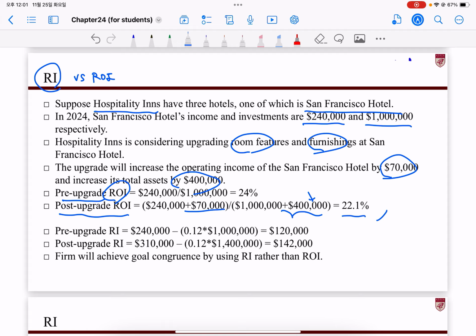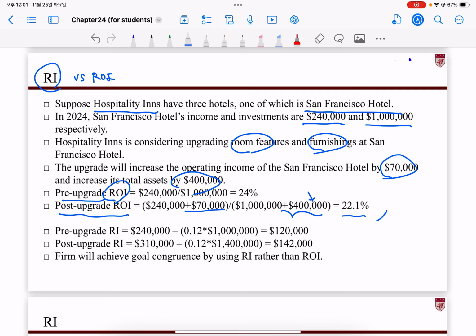But then, how does it look in terms of RI? So pre-upgrade RI looks as the following. Let's say the minimum required rate of return is going to be 12%. Okay, so then it's going to be 240K minus 12% times 1 million, reaching $120,000.